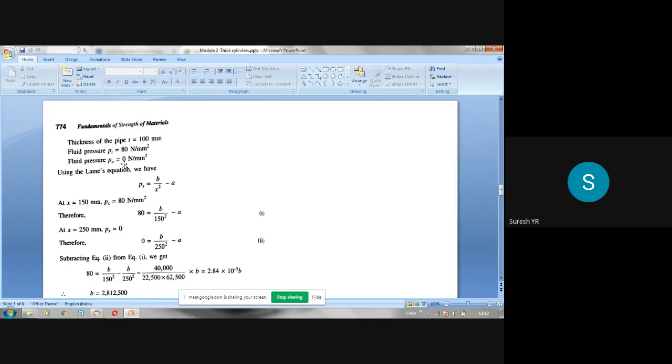Now, first step, we have to find out the constants A and B. That is very important. So A and B constants we have to find out. He has given, we know the values of the pressure.